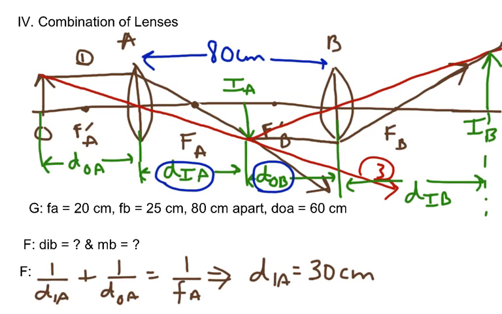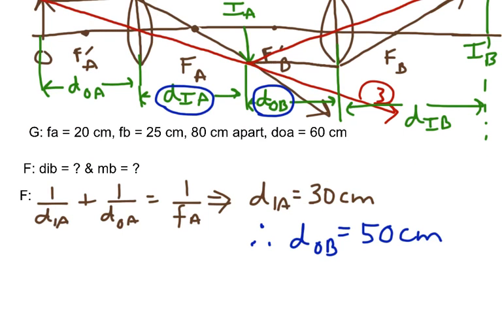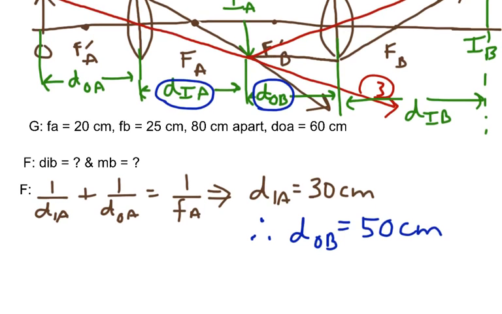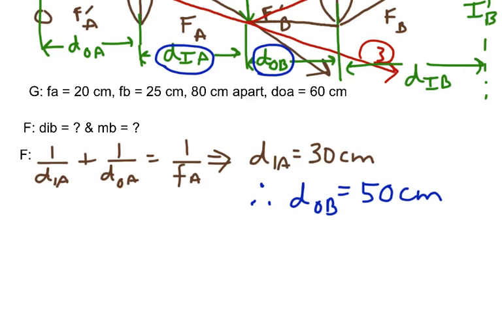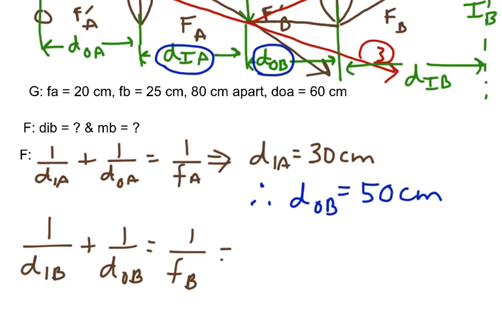Now once I know my distance of the object from lens B, which is 50 centimeters, I can use the lens equation again and find, in this case, 1 over DIB plus 1 over DOB, which is 50 centimeters, is 1 over F sub B. So my DIB, by plugging in the numbers, also ends up being 50 centimeters.